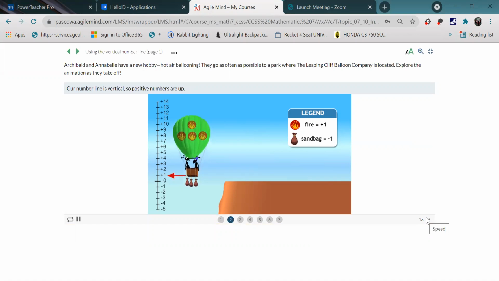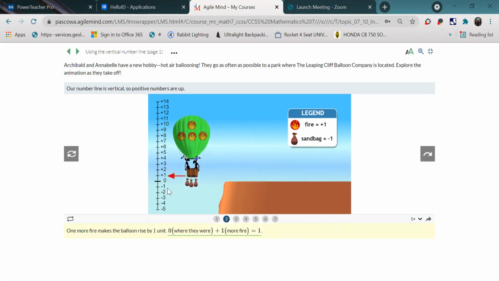Our number line is vertical, so positive numbers are up, and of course, negative numbers are down. Now, 1 more fire makes the balloon rise by 1 unit. 0, where they were, plus 1 equals 1. Well, that makes sense. They have 4 fires and 3 sandbags. Positive 4 plus negative 3 is going to be 1.